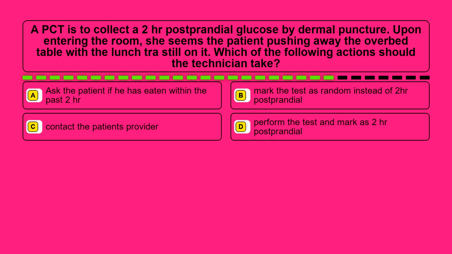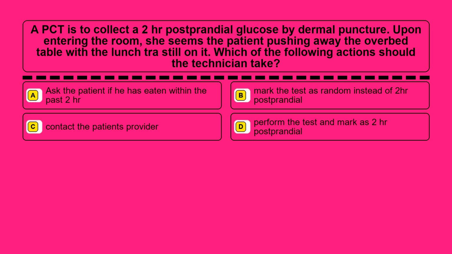Upon entering the room, she sees the patient pushing away the overbed table with the lunch tray still on it. Which of the following actions should the technician take? Option A. Ask the patient if he has eaten within the past 2 hours. Option B. Mark the test as random instead of 2 hours postprandial. Option C. Contact the patient's provider. Option D. Perform the test and mark as 2 hours postprandial.